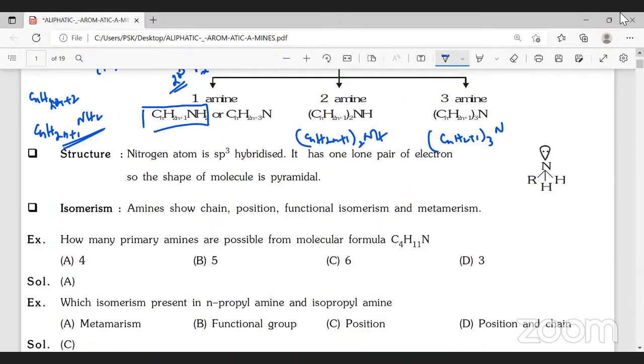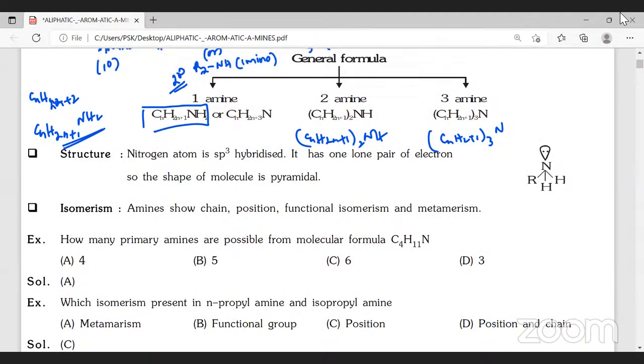Now, structure. The nitrogen atom is sp3 hybridized and it has a lone pair of electrons. So the shape of the molecule is pyramidal. Generally, in primary amines or any nitrogen containing compound, a nitrogen atom will have a lone pair of electrons. Whenever the hybridization is sp3, we expect the structure of the molecule to be tetrahedral, but due to lone pair-bond pair repulsion, VSEPR theory, the structure of the amines will be of pyramidal shape, not tetrahedral.